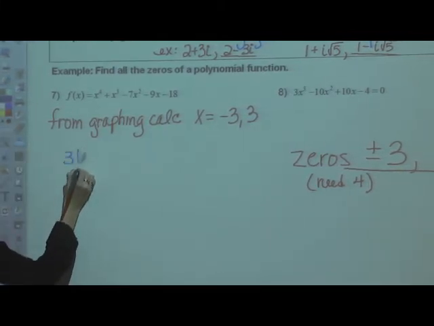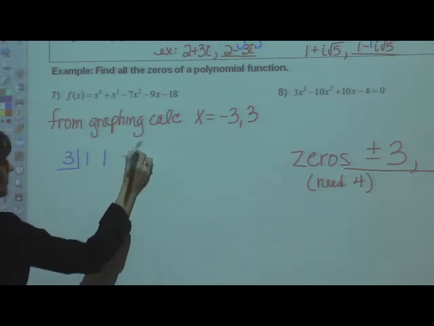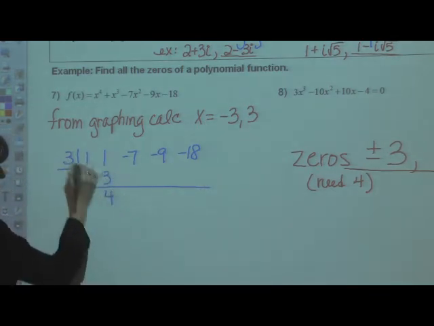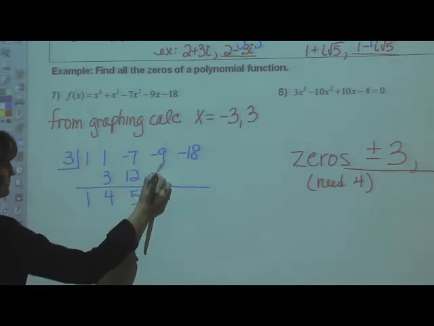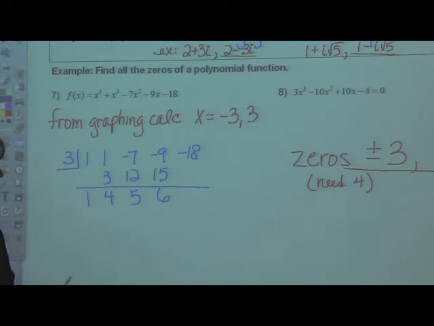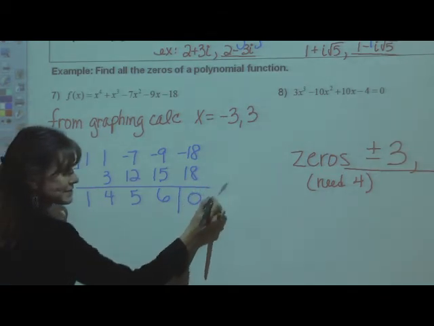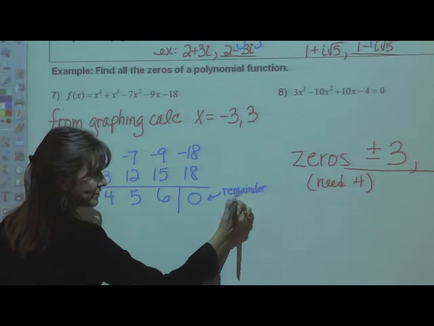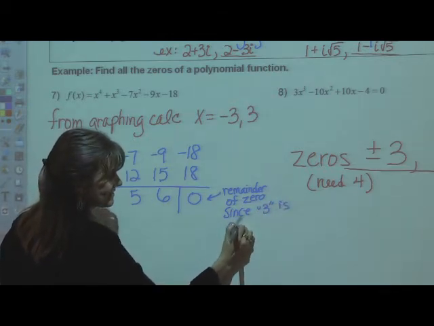If I take the number 3, I'm going to synthetically divide that out. Watch your leading coefficients: 1, 1, -7, -9, and -18. That's 3, 12, 3 times 5, 15, 15 minus 9, 6, 3 times 6, 18, remainder 0. I'm not surprised. We should get a remainder of 0 since 3 is a 0.